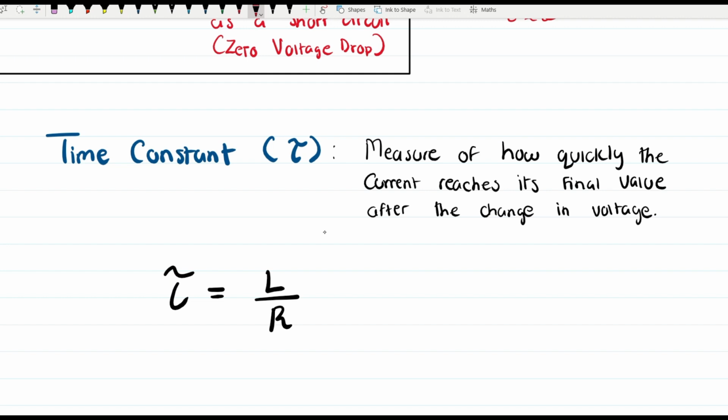Now let's talk about the time constant. The time constant is the measure of how quickly the current reaches its final value after the change in voltage, and it is calculated using this equation. The time constant is equal to the inductance divided by the resistance.